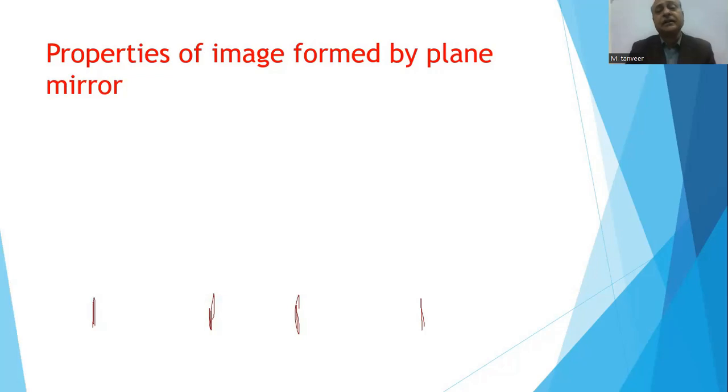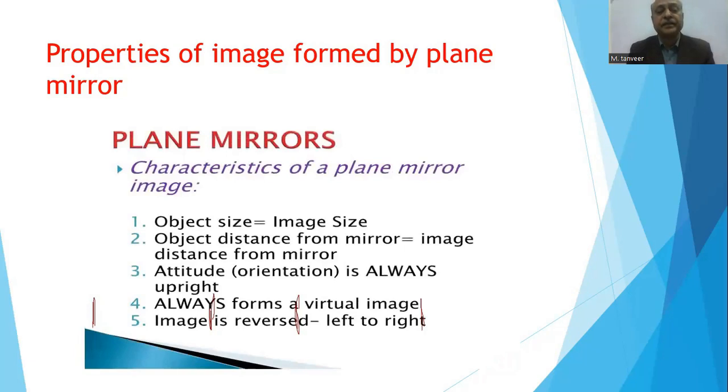Next, properties of the image by a plane mirror. Characteristics of a plane mirror image. Number one, object size is equal to image size. Number two, object distance is equal to image distance. Number three, orientation is always upright. It is not inverted. If the object is like this, then the image will be like this. The object is facing towards the right, the image is facing towards the left. It will not be inverted. Both are in an upright direction.